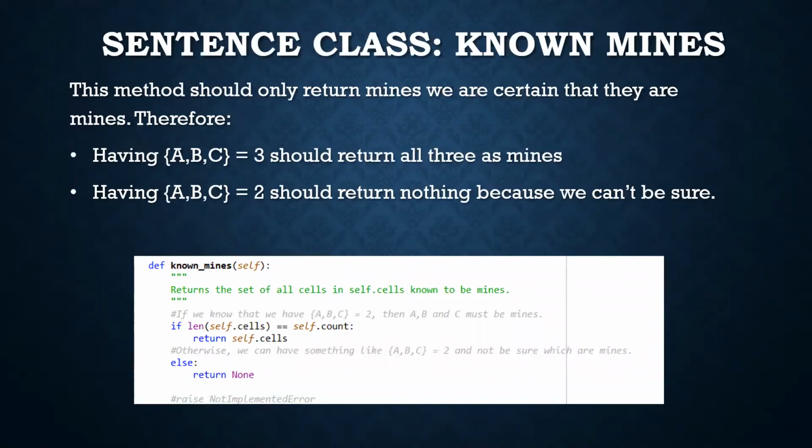This method should tell me whether a mine is certain or not, and to do this, we can take, for example, a set of cells A, B, and C and a count of 3. This should return all of these 3 cells as mines because the length of the set is the same as the count. However, having the set A, B, and C and a count of 2 should return nothing because we cannot be sure which of them are mines.